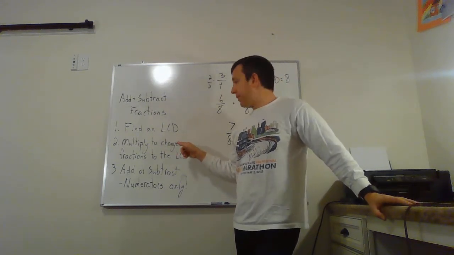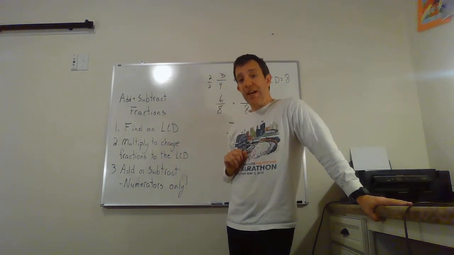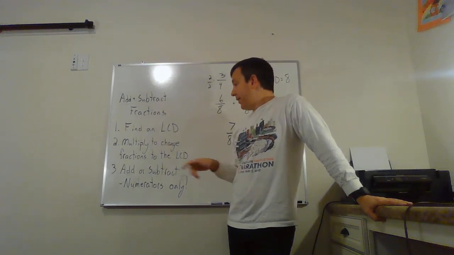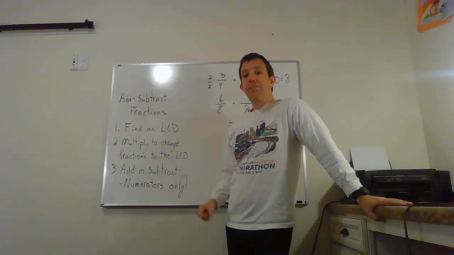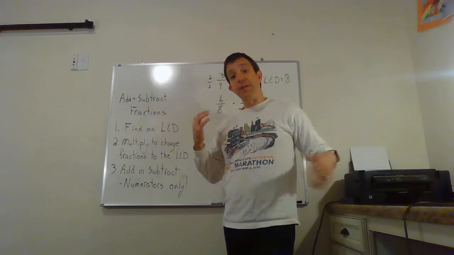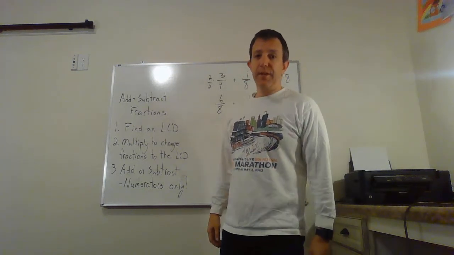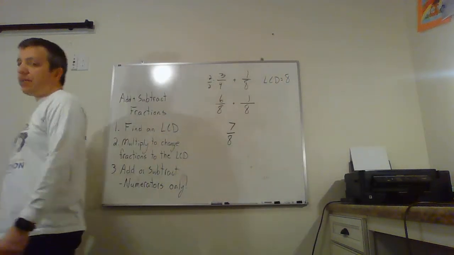Then we're going to multiply to change our fractions so they have that least common denominator. And then add or subtract. But only the numerators, only the top parts of the fraction get added together. All right, so let's take a look.